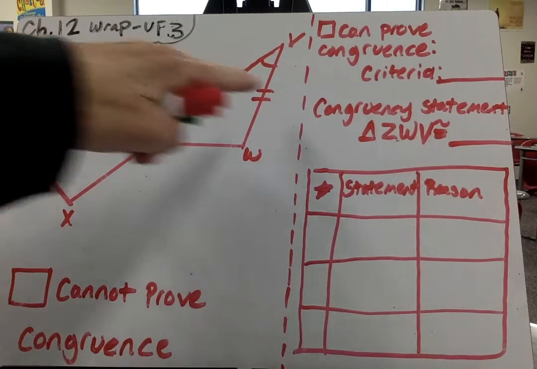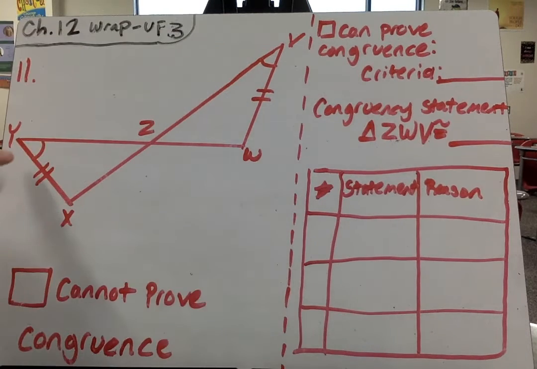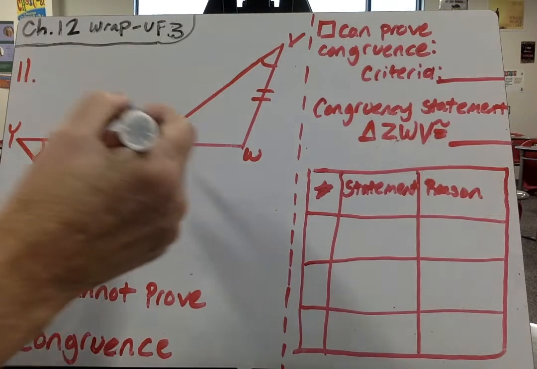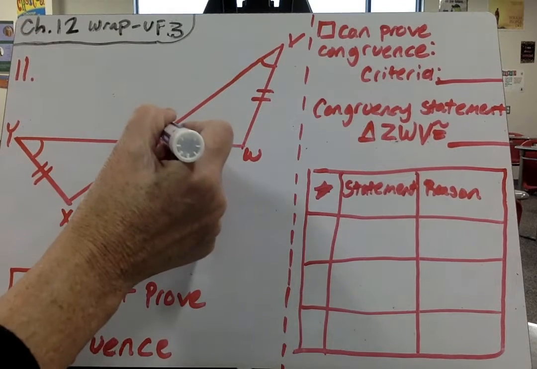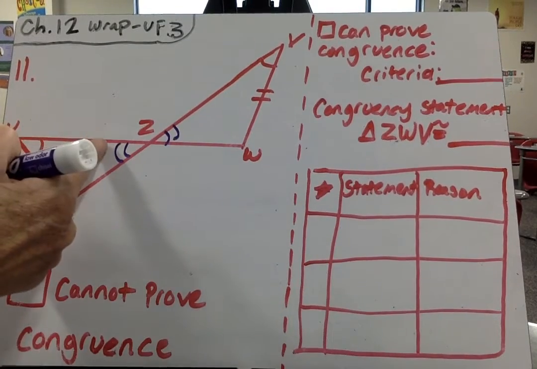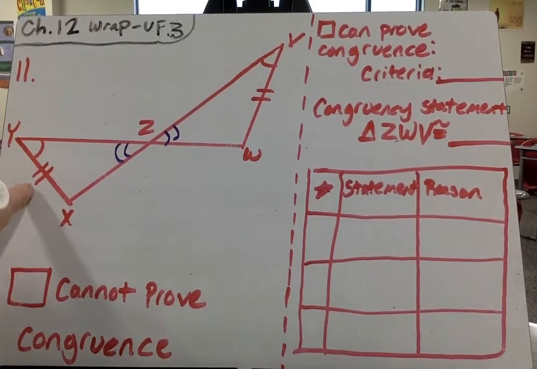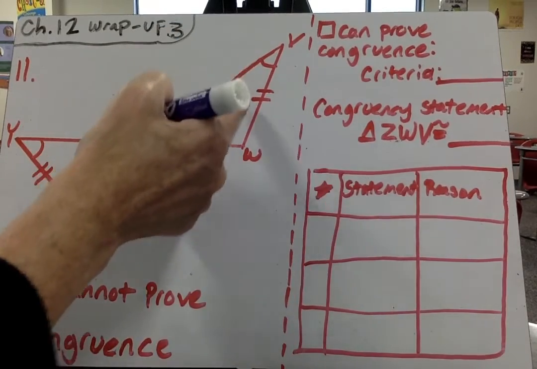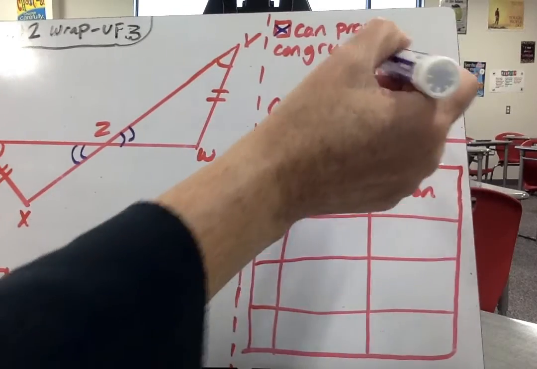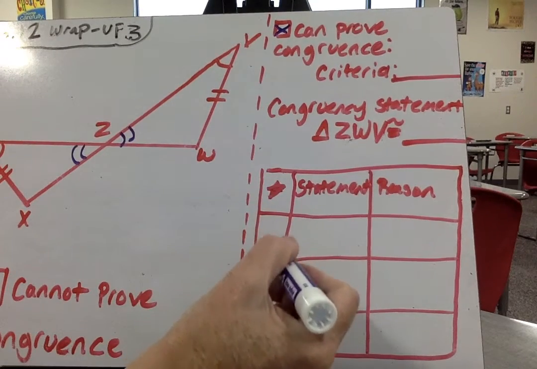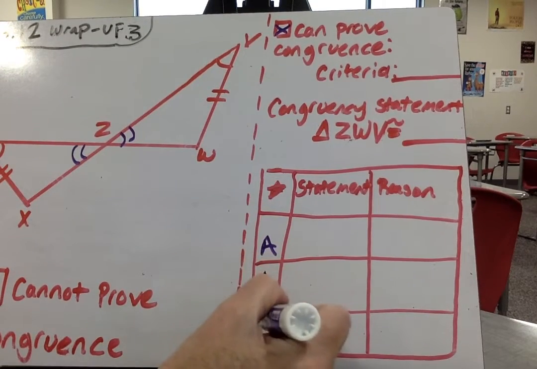we have this side congruent, this angle congruent, and what else do we know? We know that vertical angles are congruent, and these intersecting lines make vertical angles congruent. So we have angle, angle, side, angle, angle, side. So we can prove congruence by angle, angle, side.